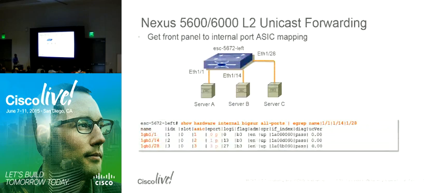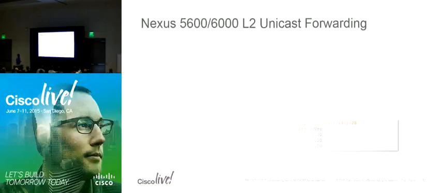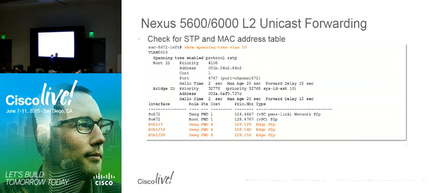First things first, I need to know which ASIC my ports are on. Again, this is a common command which you can use all the time: show hardware internal bigserve all ports. So I have 1/1 on ASIC 1, 14 on ASIC 2, 28 on ASIC 3. Then I'm going to check my typical spanning tree and MAC address table, which is nothing fancy. You use this command across multiple Catalyst switches, I'm sure, or even Nexus switches. My spanning tree is forwarding for all the VLANs, and my MAC address is learned fine as far as the CPU is concerned.